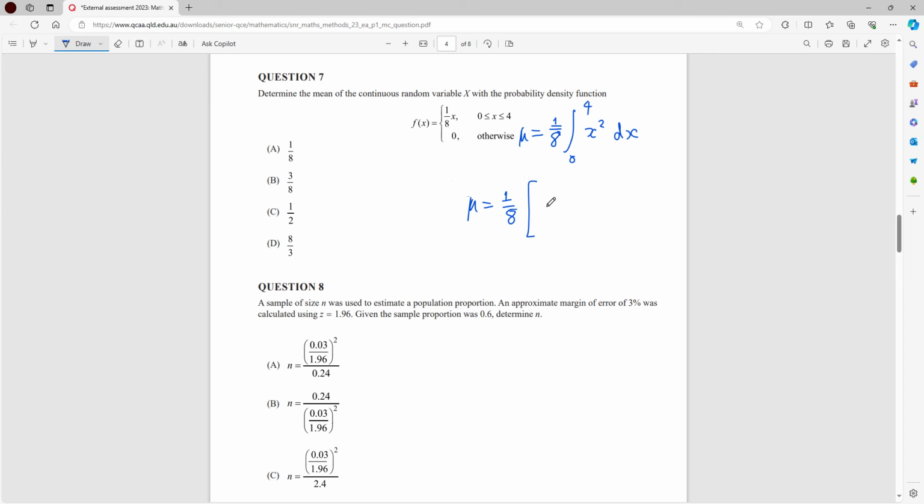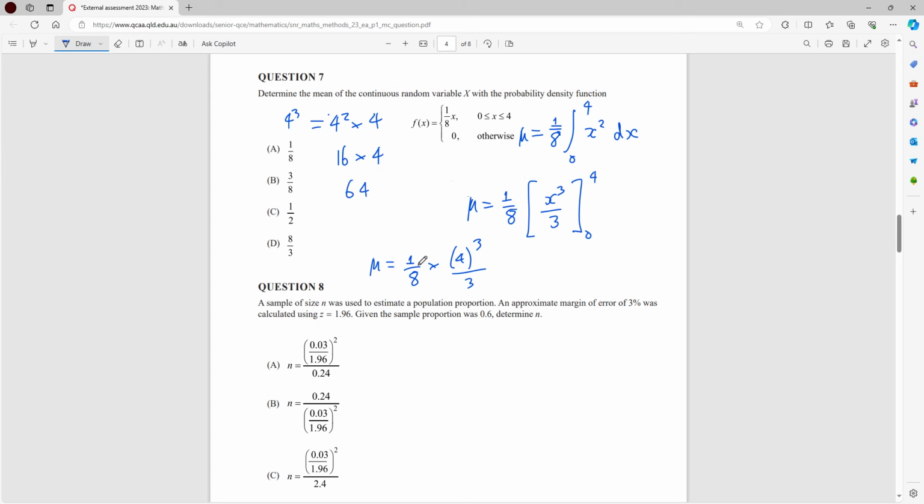We'll have x cubed on 3, 0 and 4. Substitute in 4 because the 0 is just going to disappear. So mu is going to be 1 on 8 times 4 cubed on 3. 4 cubed, you can work that out because 4 squared times 4, so you have 16 times 4. So you're going to have 64, I believe.